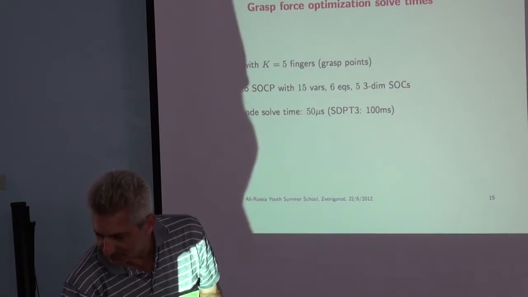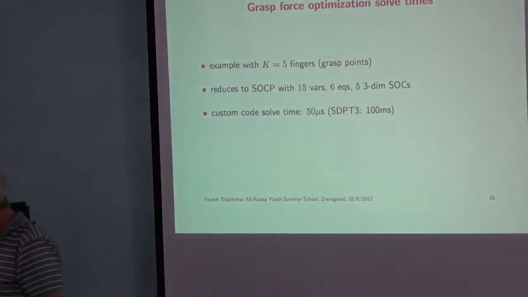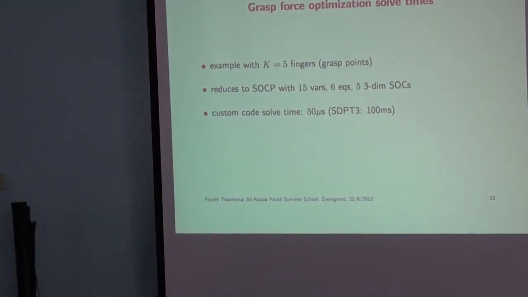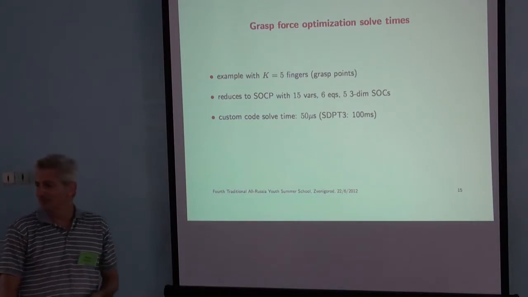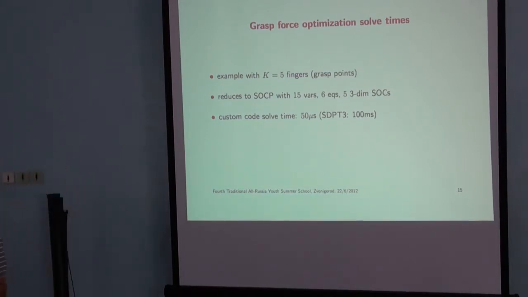So how fast can you solve a problem like that? Well, let's see. Here's an example. This is actually across the street from me. There's an actual robot, and that has 5 fingers. And so you end up with what in optimization would be considered a tiny problem: 15 variables, 6 equations, a bunch of second order cones. And if you run this through, let's say CVX, it takes 100 milliseconds to solve. And in fact, most of that is not solve time, obviously. Most of that's parsing time and other stuff.